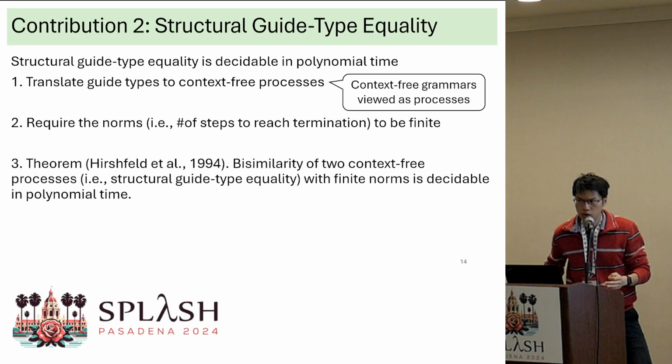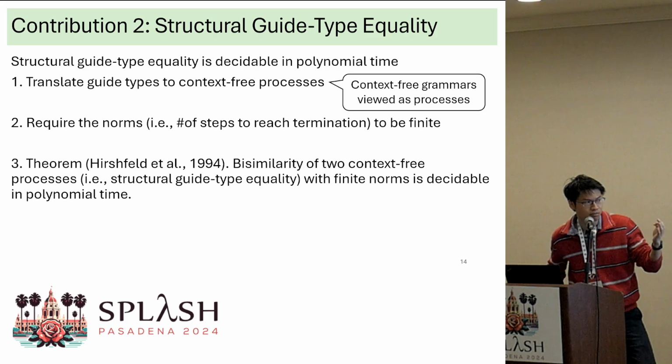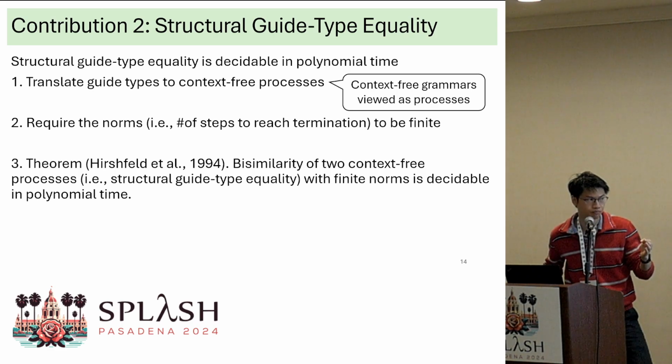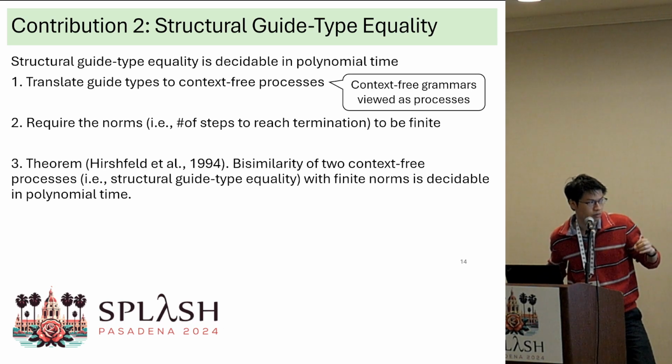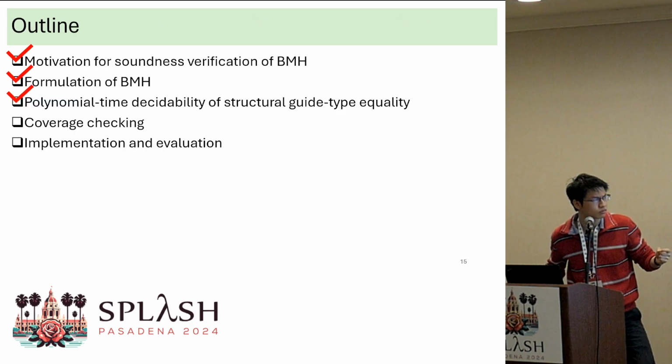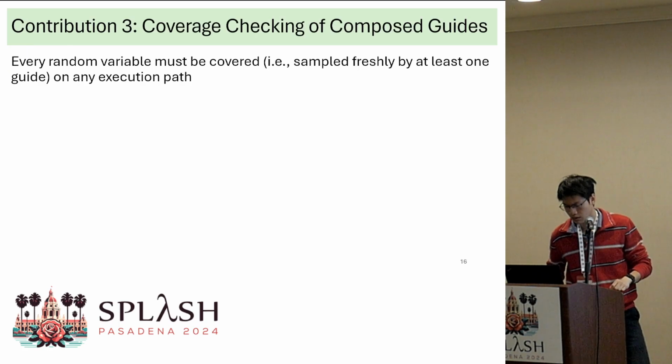And lastly, we appeal to the theorem proved by Hirschfeld and his colleagues in 1994 that the bisimilarity of 2 context-free processes with finite norms is decidable in polynomial time. And thanks to our translation from guide types to context-free processes, it also means that the structural guide type equality is also decidable in polynomial time. So next, I will talk about coverage checking.